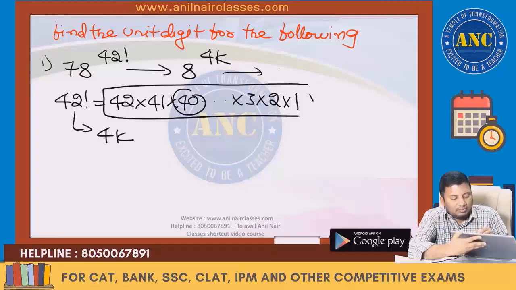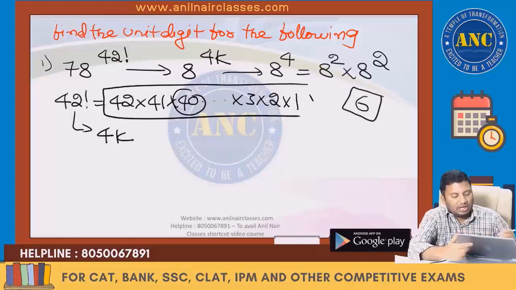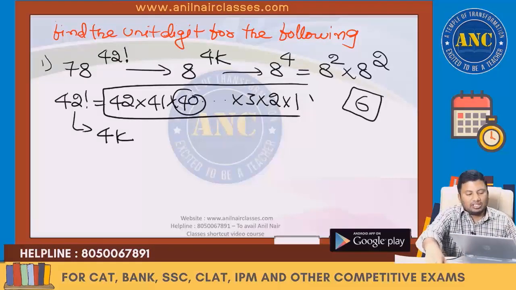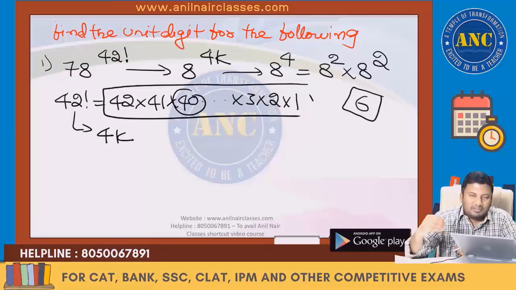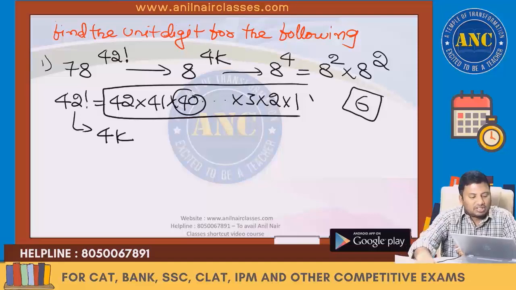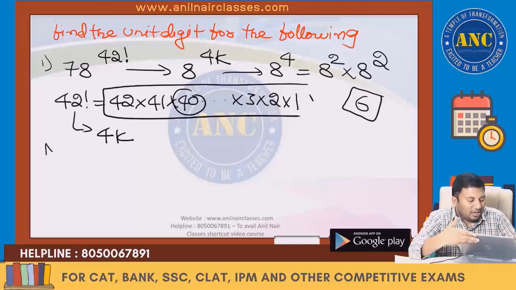This is nothing but 8 power 4. 8 power 4 is 8 square into 8 square. 4 4s are 16. Answer for this question is 6. There are 6 varieties of questions in our class: 78 power 42 factorial. Please write down a note.